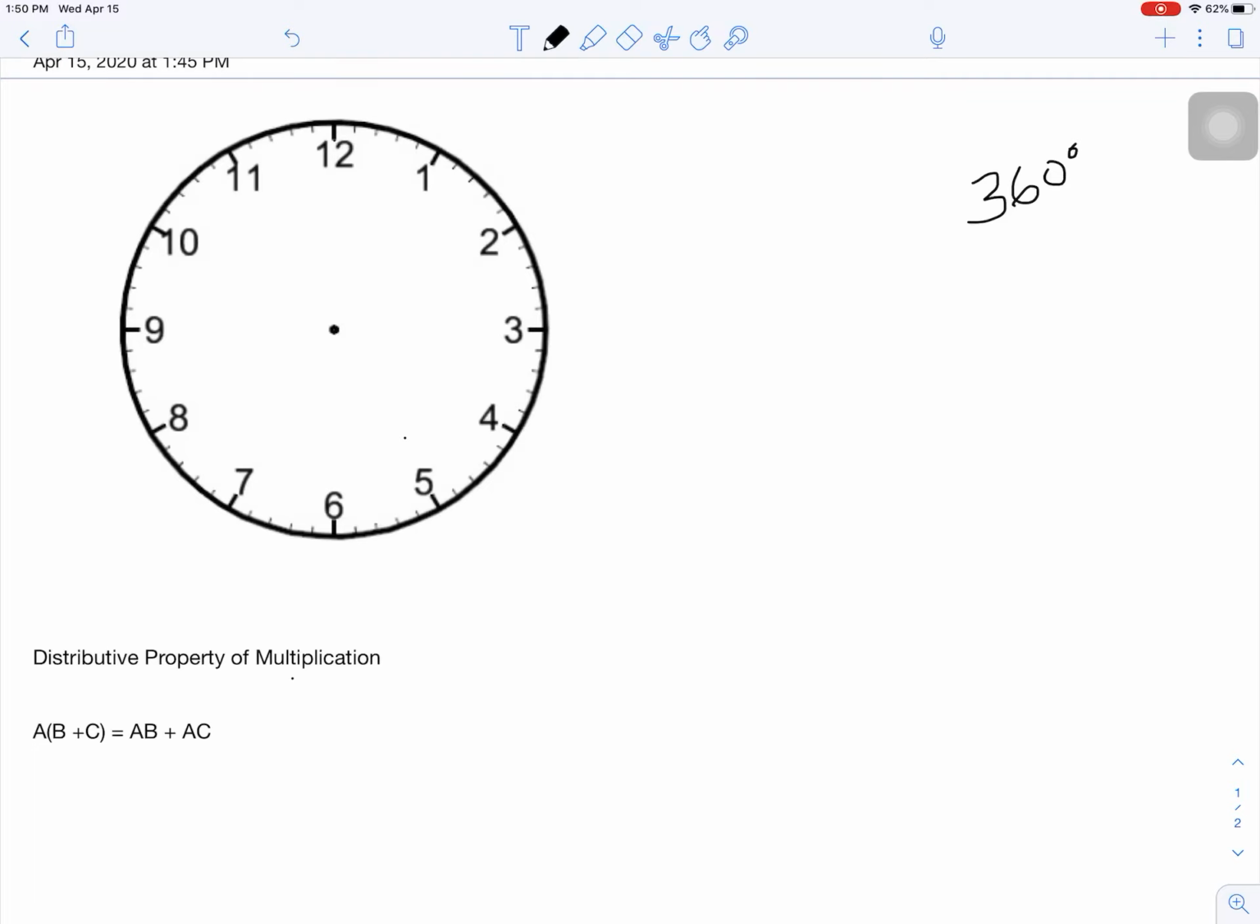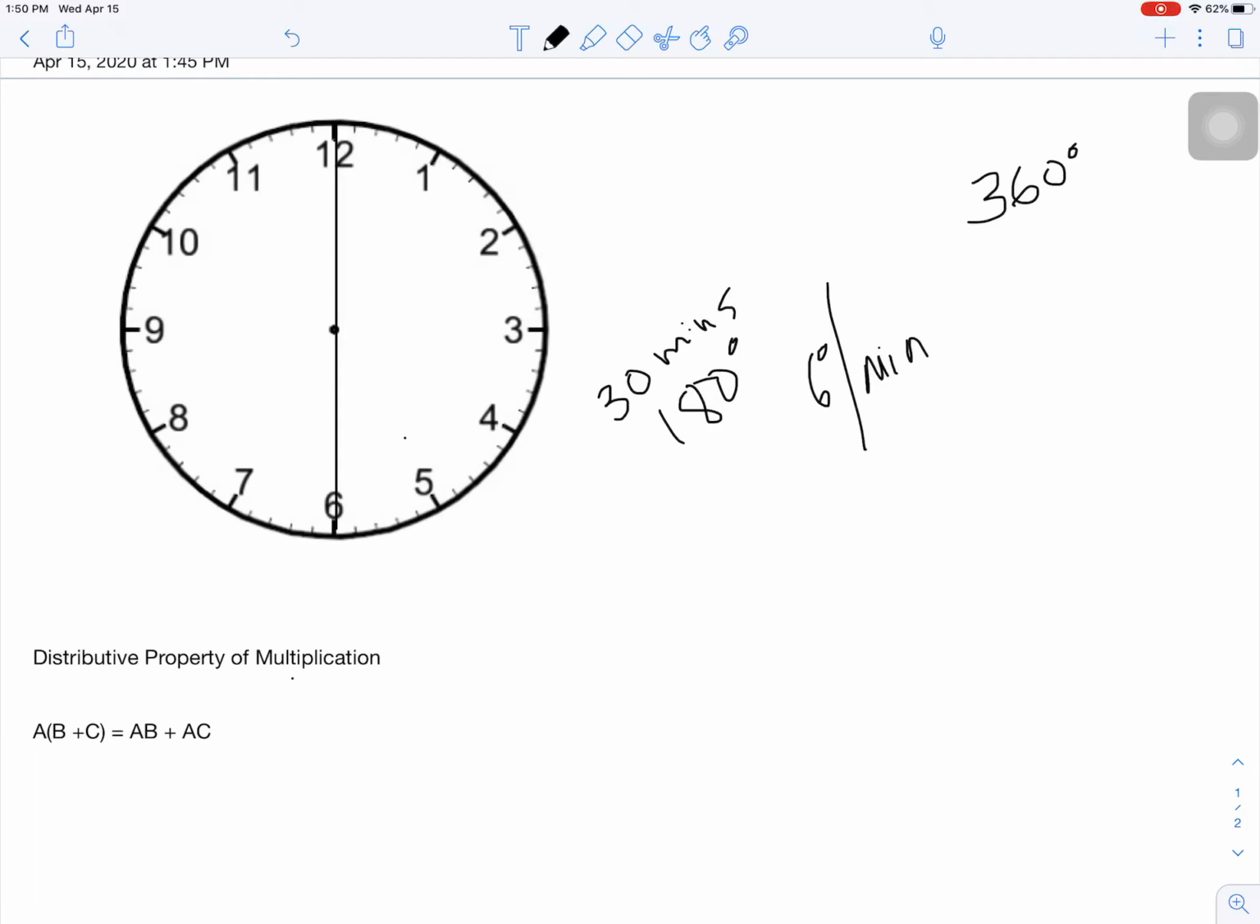It's 180 times 2. So the first part of that, for example, from 12 to 6, that's 180 degrees. You'll see that between 12 and 6, there are 30 minutes, right? So if we have 30 minutes and 180 degrees, that means we have 6 degrees per minute.